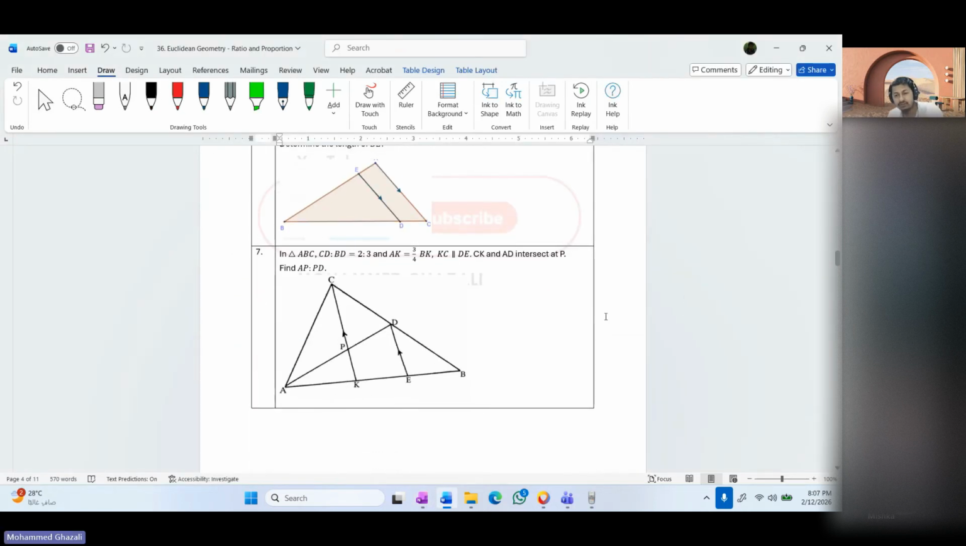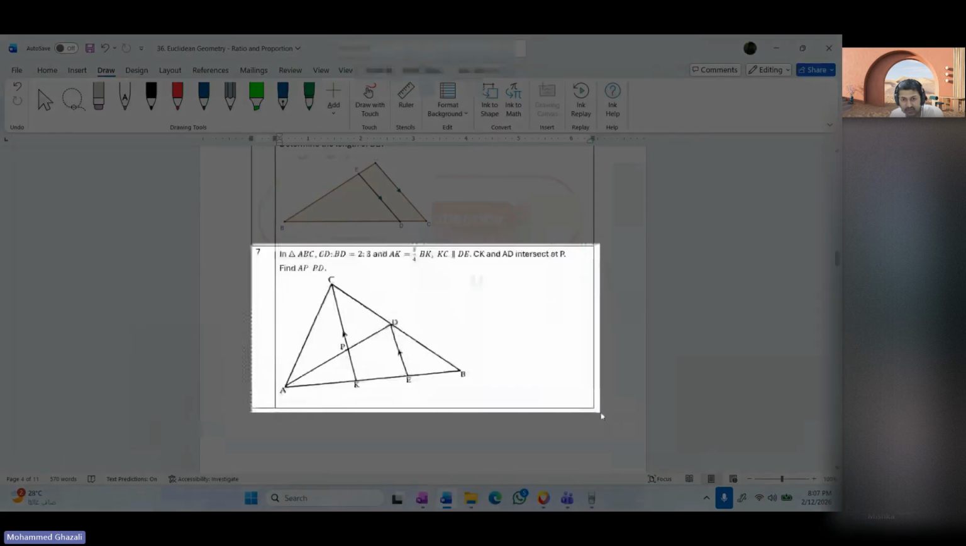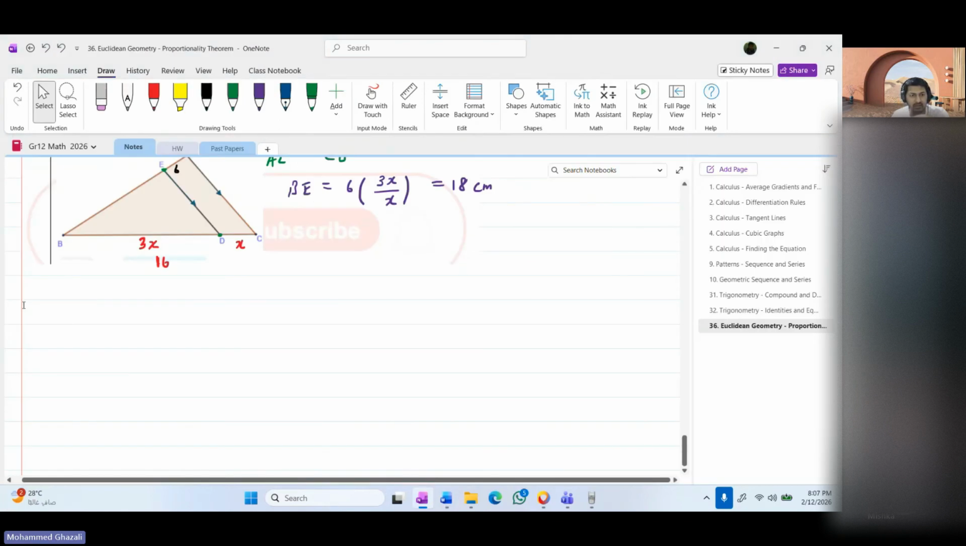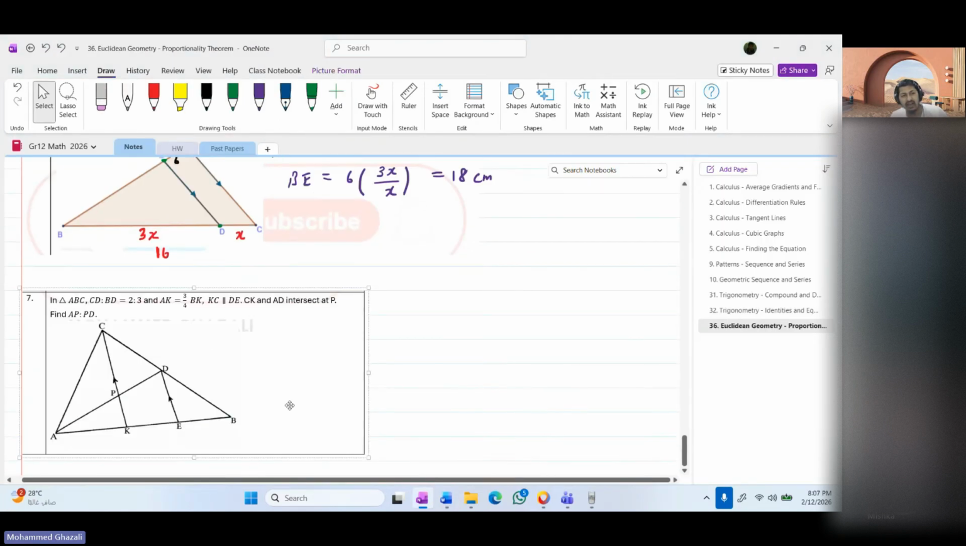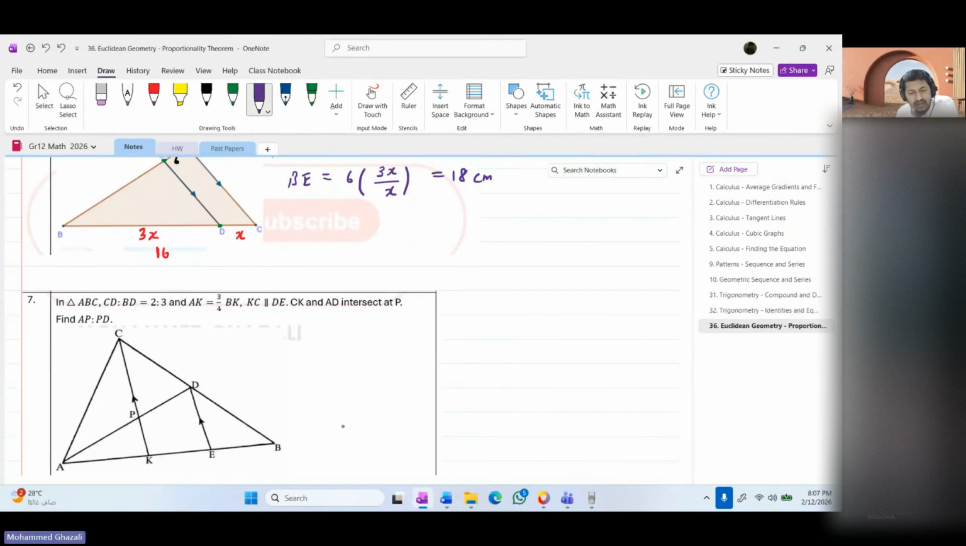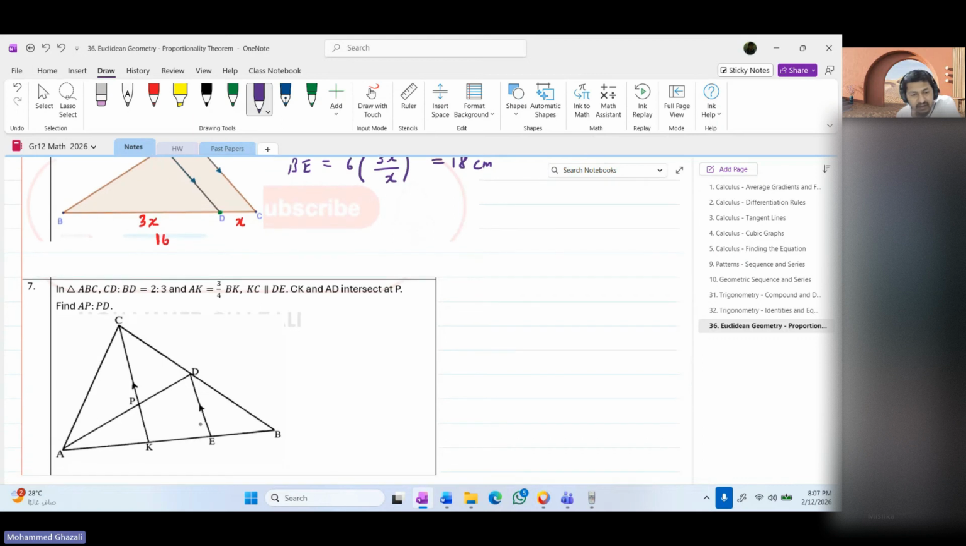Now you get more confusing problems like these ones, where you have multiple parallel lines within a triangle. I'll teach you a trick. The trick here is to identify all the possible proportionality theorem triangles. Let's look for a triangle that has a parallel line. You will say there's only one parallel line with a triangle, but not really.